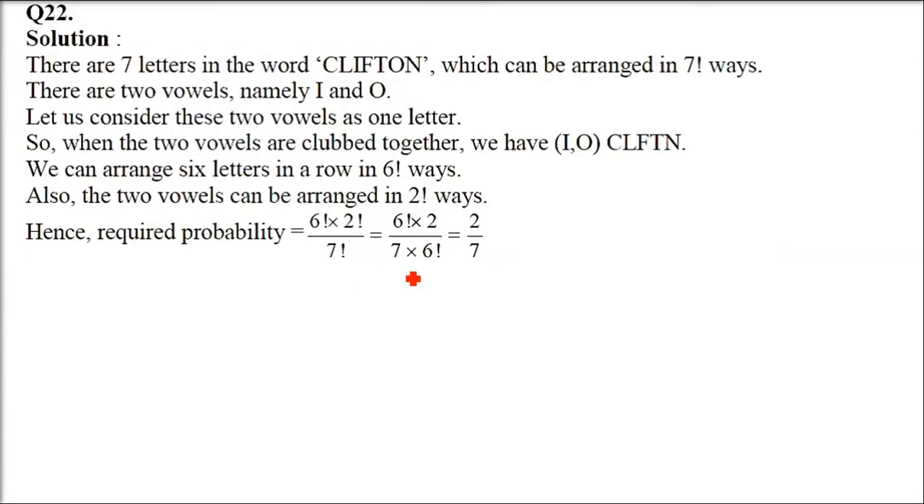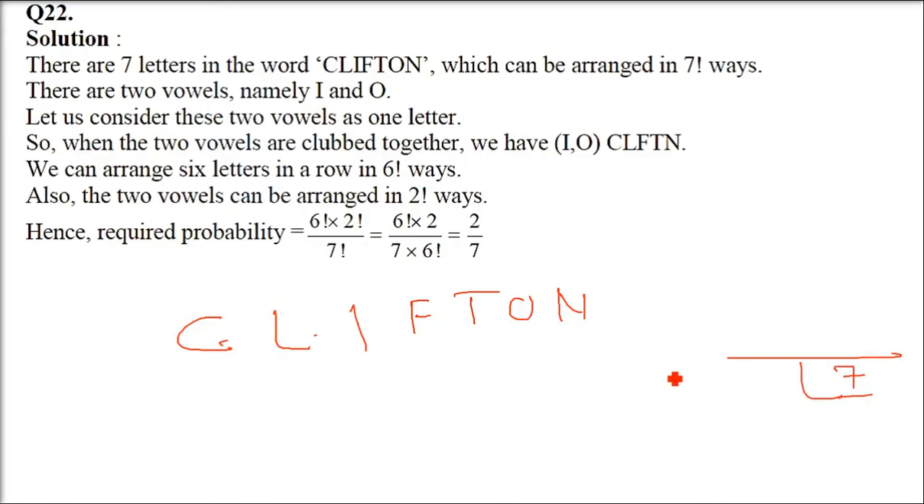Now, question number 22. The letters of the word CLIFTON are placed at random in a row. What is the chance that two vowels come together? So here we have two vowels, same as the previous question. So we'll write again, CLIFTON. First, what do you have to write in the denominator? How many characters or alphabets are here? 7. So factorial 7 it is. Factorial 7 is the total number of possible arrangements.